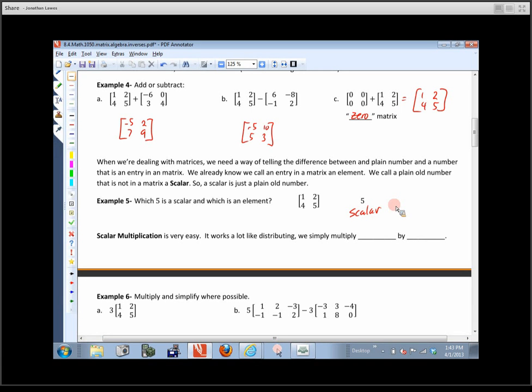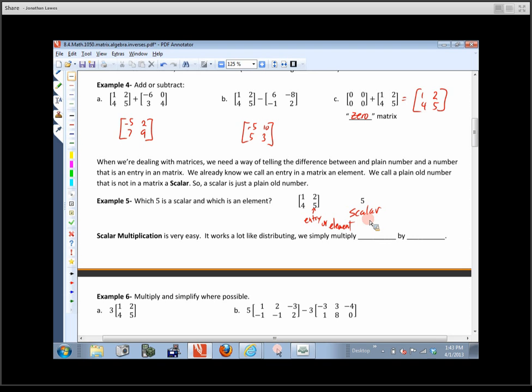So if you take trigonometry, scalars are going to come up again there. Okay, so that one's a scalar. This one right here is just an entry, or usually we call it an element. Okay? So we've got to have this way of distinguishing plain numbers from numbers that appear in a matrix. And the way we do that is we introduce a vocabulary word called a scalar. Scalar is just a plain old number.